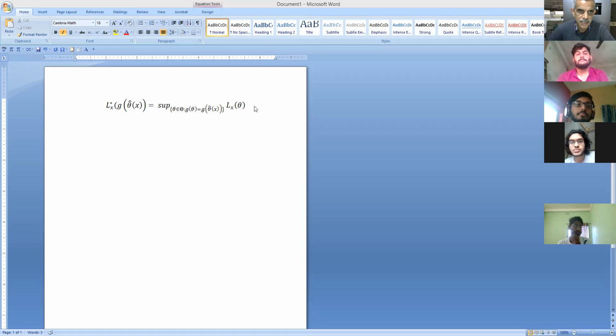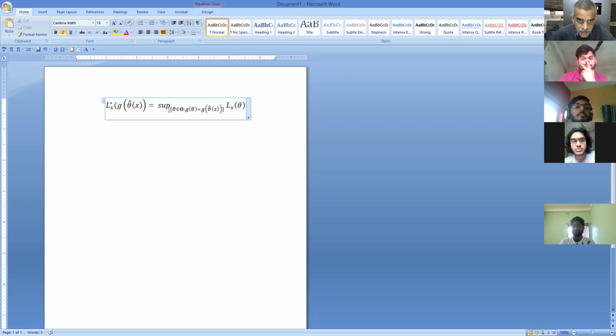That is the definition, right, because what is the definition of Lx star eta? Supremum over all those theta belonging to Theta such that g(theta) is equal to eta, of Lx(theta). Now here in place of eta, you have g(theta hat)(x). So it is the supremum over all those theta belonging to Theta such that g(theta) is equal to g(theta hat)(x). This is okay. Now, one thing you have to realize is that theta hat belongs to this set.